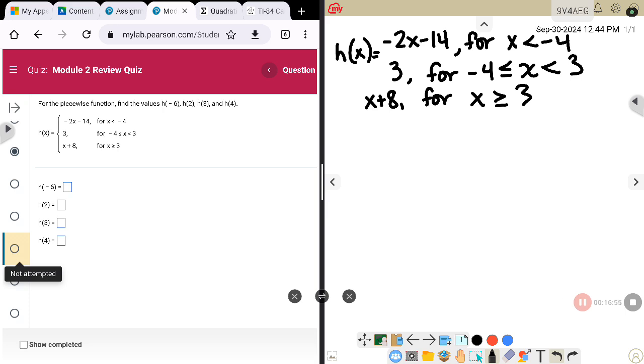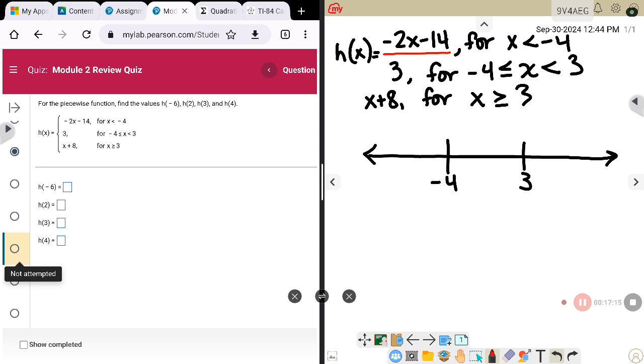So again, I'm going to draw out my number line. This time there's 3 separate pieces. The numbers that are separating your 3 pieces are the -4 and 3. So my first piece is the -2x minus 14. My second piece is just 3, and my last piece is x plus 8. And it wants me to find those 4 function values.